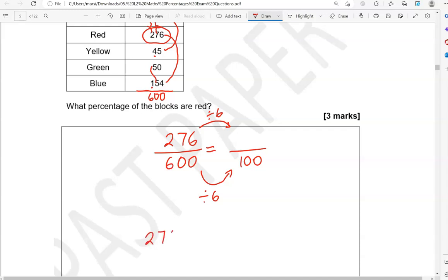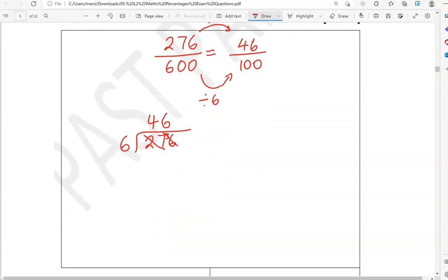So 276 divided by 6. How many 6s into 2? None of them, so I'm going to go into 27. How many 6s into 27? That is 4, because 4 times 6 is 24, so we have 3 remaining. How many 6s into 36? That is exactly 6, because 6 times 6 is 36. So the answer is 46. So 46 out of 100, that is 46%, because percent means out of 100.